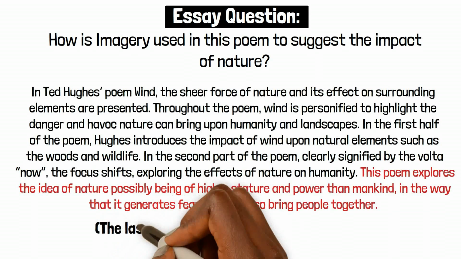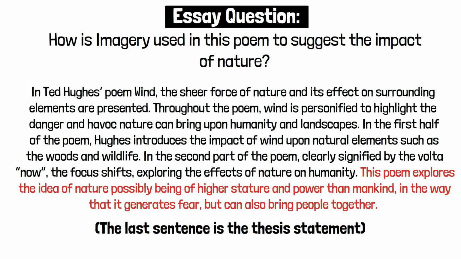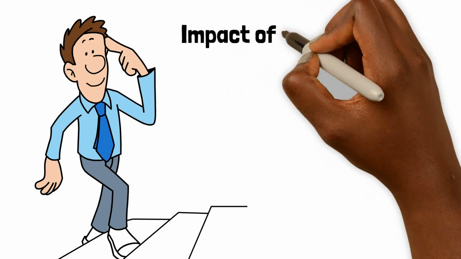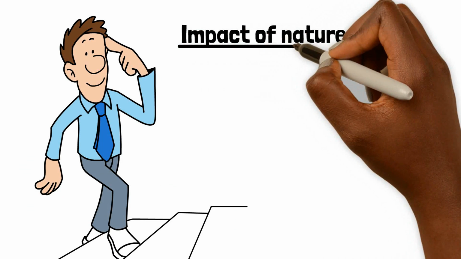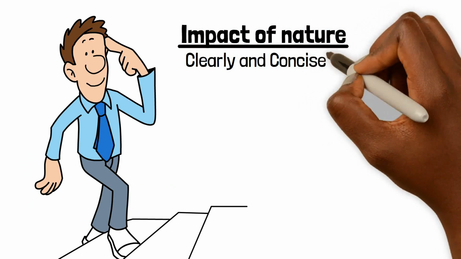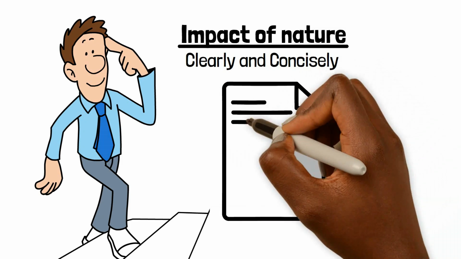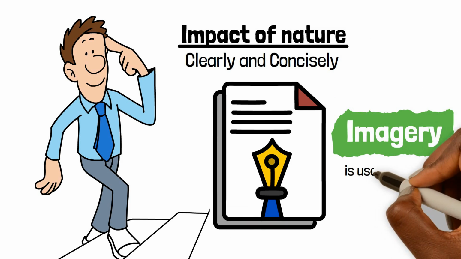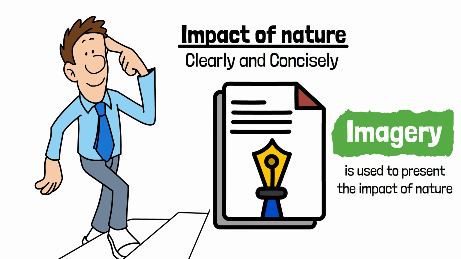The last sentence is a thesis statement. The statement suggests that the writer understands the question, as it refers to the impact of nature. The statement clearly and concisely communicates the writer's line of argument or claim. Lastly, the statement is developed as the writer presents how imagery is used to present the impact of nature.